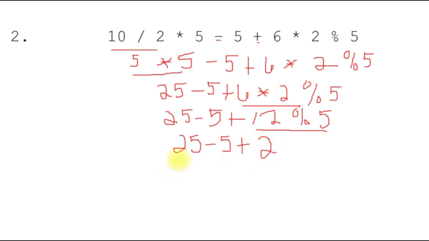Next, from left to right, so minus and plus na tayo. 25 minus 5 is 20, plus 2. So here the answer is 22. So ito po yung sagot.